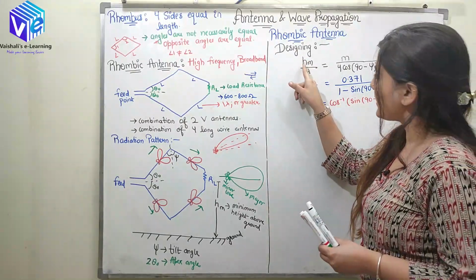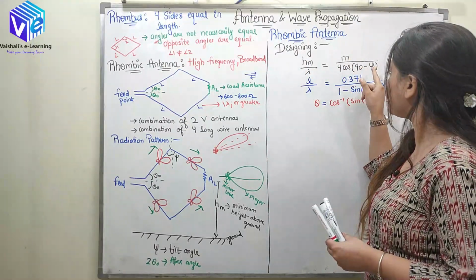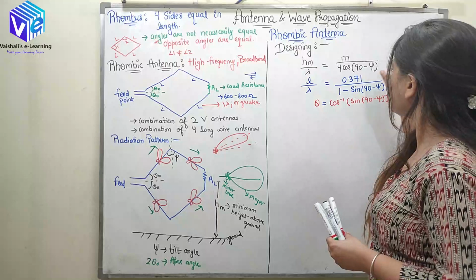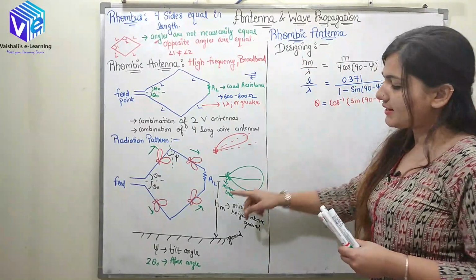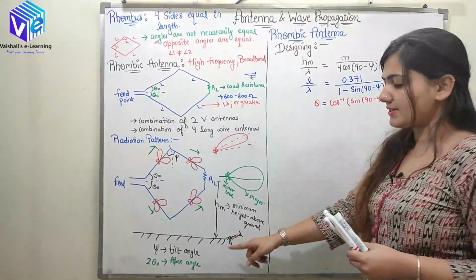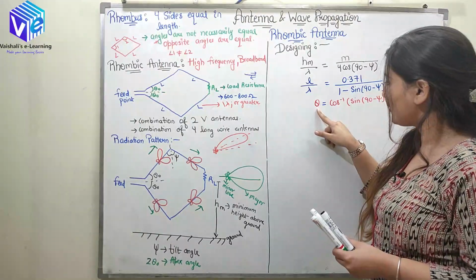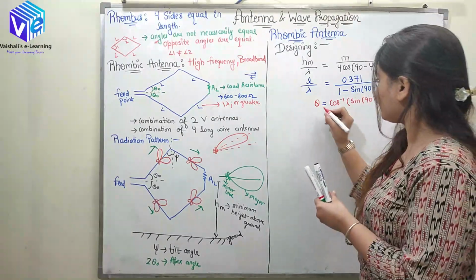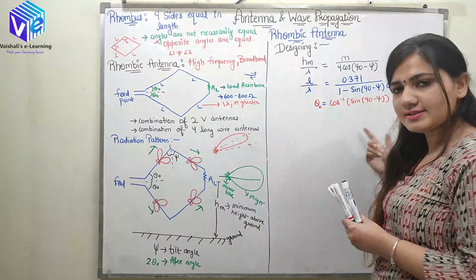For HM, I'll use this formula: HM upon lambda is equal to m upon 4 cos (90 minus psi). I'll use m equal to 1 and find HM, where psi is my tilt angle. Here theta naught is my apex angle. With the help of all these, we can find theta naught also: theta naught is equal to cos inverse of sine (90 minus psi).